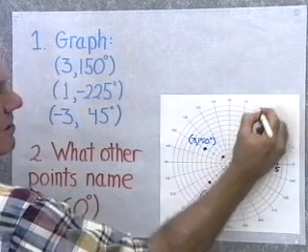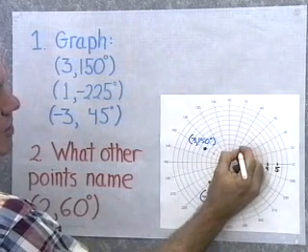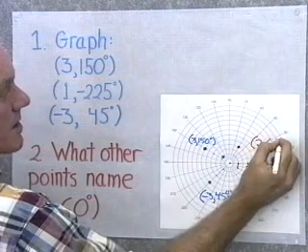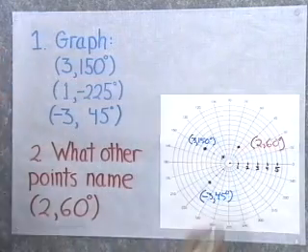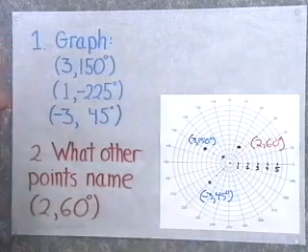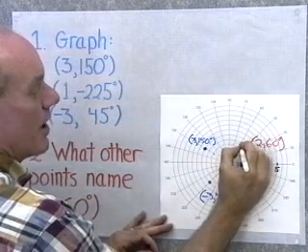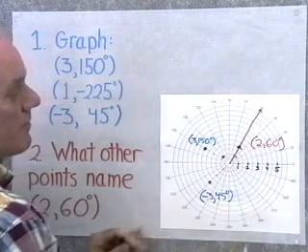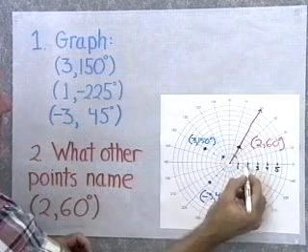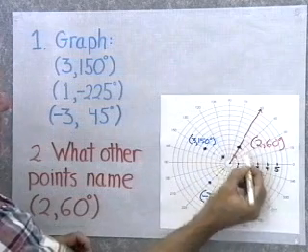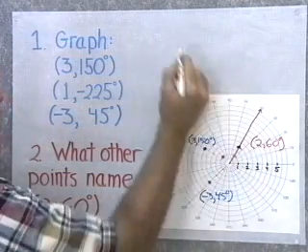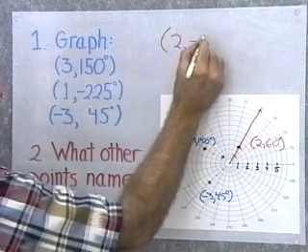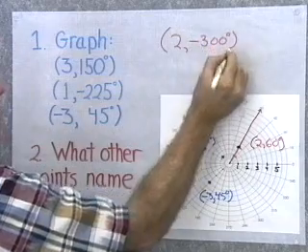So here's 60 degrees right here, and I want to go 2 units out on that. So there's the point 2, 60 degrees. Well, what other ways can I name this same point that's out on this ray 60 degrees? I can name it this way by naming my angle with a negative number. So that would be negative 300 degrees and 2 units out on that ray. So 2, negative 300 degrees.